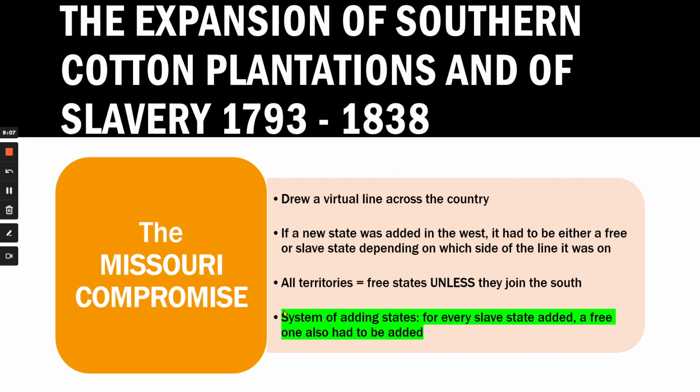And the important thing you should remember, if you remember anything about the Missouri Compromise, is that there was a new system of adding states. So for every slave state that was added, a free one also had to be added, to keep that balance of power and make sure it's not disturbed.